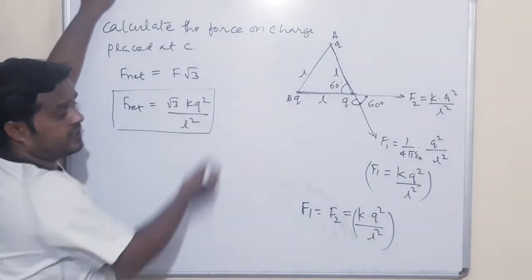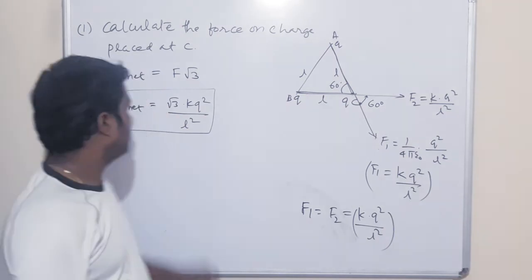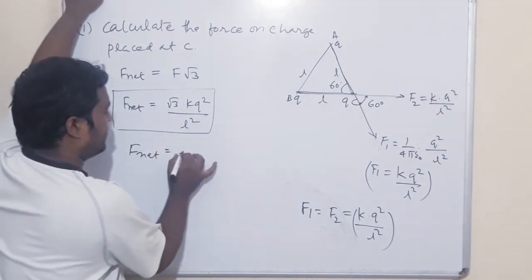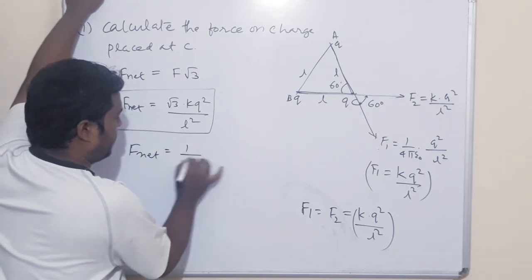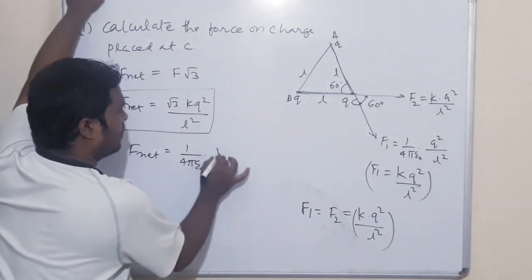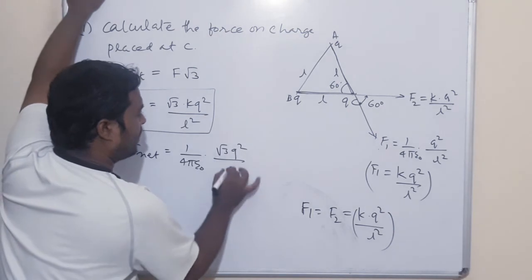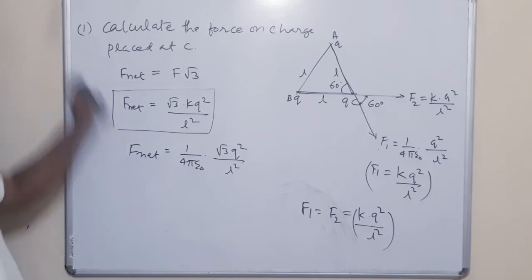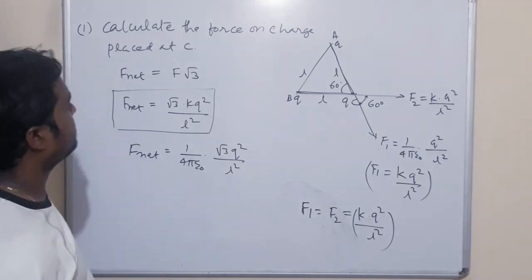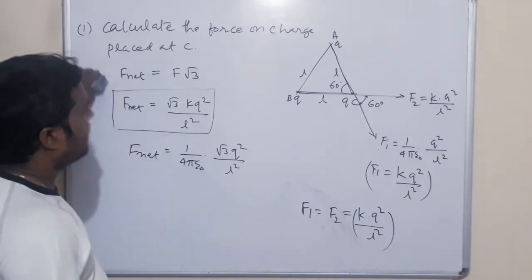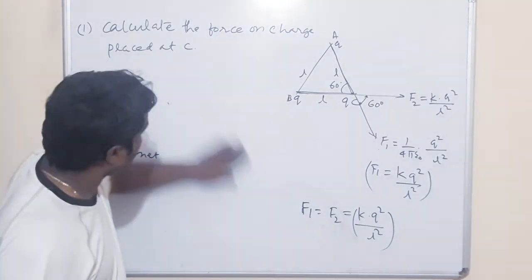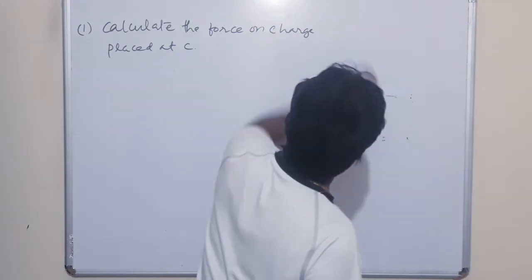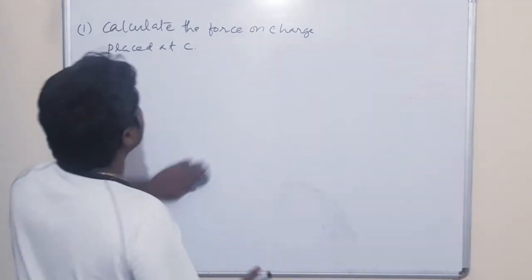If you want, you can replace K by 1 by 4 pi epsilon naught. In the options, if it is there, net force is equal to, I can write this as 1 by 4 pi epsilon naught root 3 Q square by L square. Okay? This is how we will calculate net force. This is one example. In the next example, we will change the nature of the charges. Same question will be there.